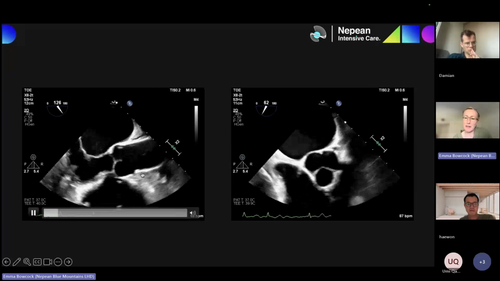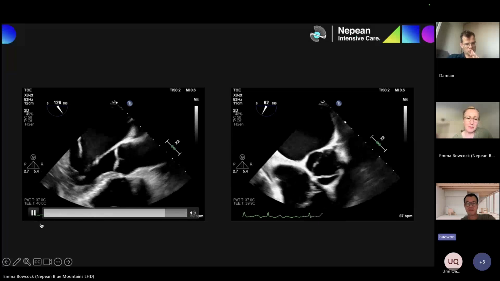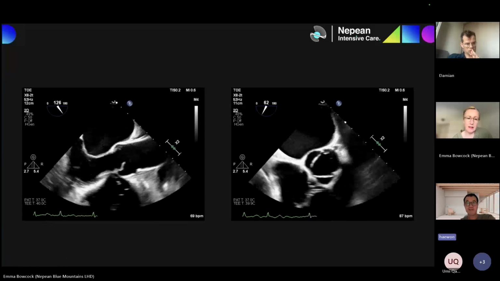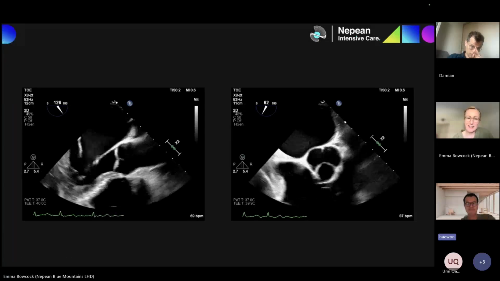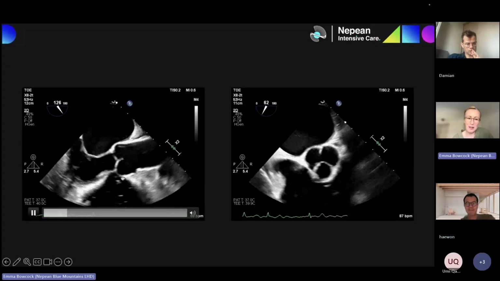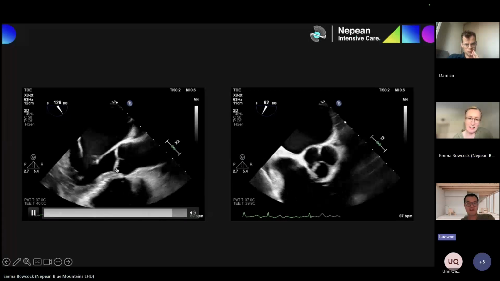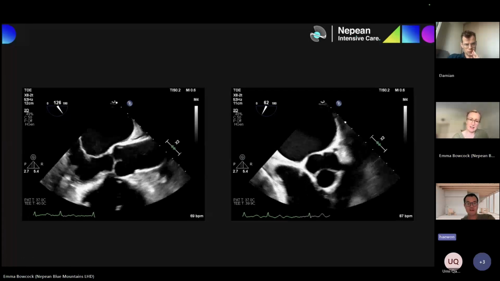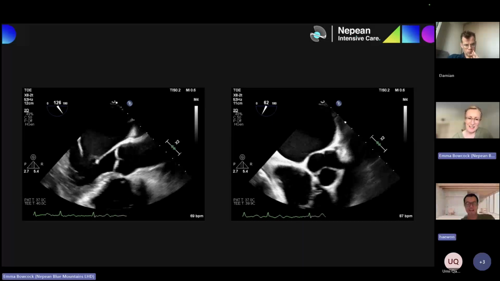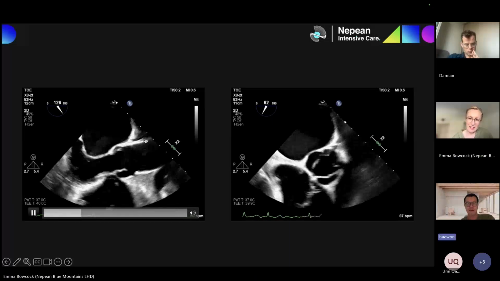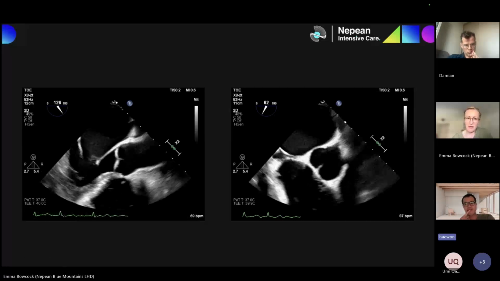What view would this be, Hewan? Mid-esophageal long axis view of the aortic valve. Lovely, at 120. And what cusp am I on? That's the right coronary cusp. Very nice. And then I'm again superior in the screen. I think it's either left or non. Yeah, nice.